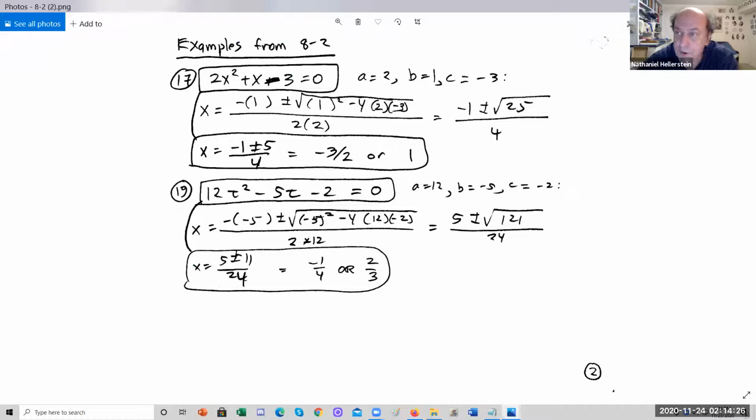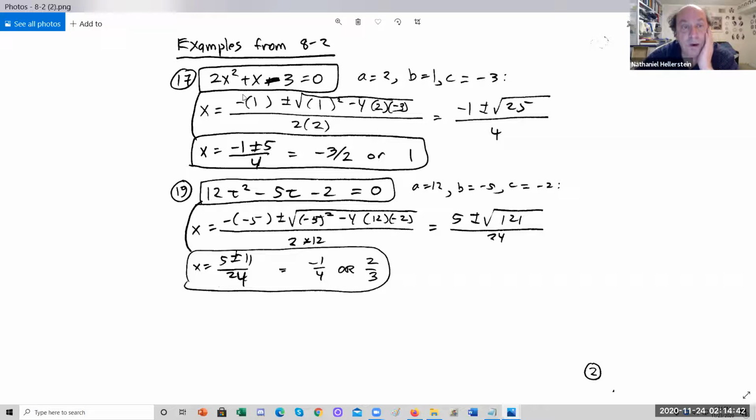All right, so we just do a bunch of examples. And okay, so we have several means for solving a quadratic. Factoring sometimes, square roots if you complete the square, and then this, which is a generalized completing of the square.